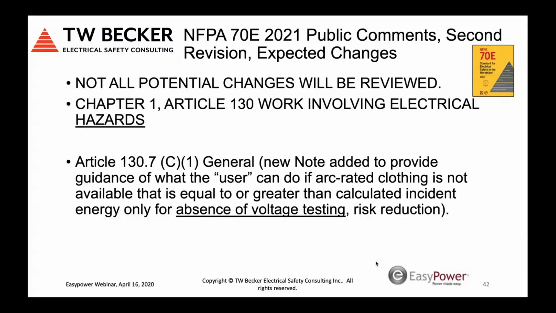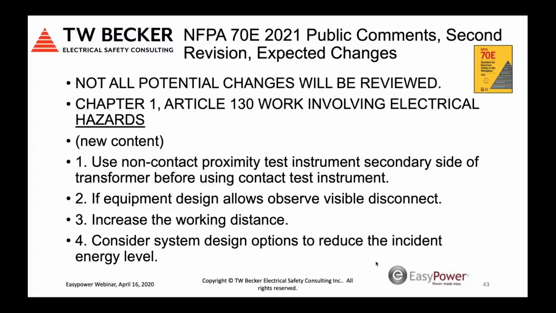So again, just moving on here, 130.7C1, there's a new note added, again, clarifying if we have an incident energy that's greater than the available PPE, and this only relates to the absence of voltage testing, only that it's suggesting some other methods where the work task can be completed when the incident energy is higher than the available clothing, the arc flash PPE that the worker has. So these are, again, new content, 4 things.